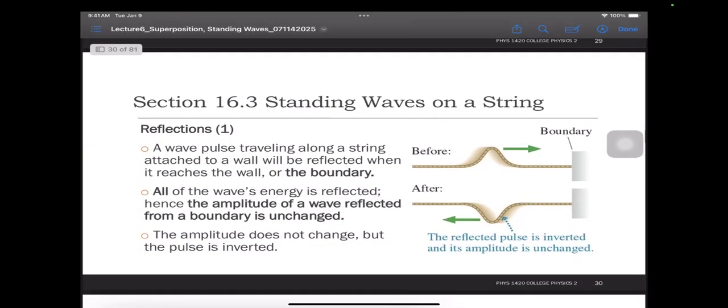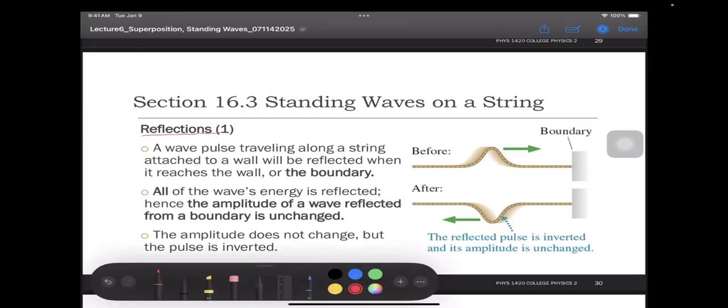Okay, let's talk about the standing waves on a string. There is a term we call reflections. What does that mean? A wave pulse traveling along a string attached to a wall will be reflected when it reaches the wall or the boundary.